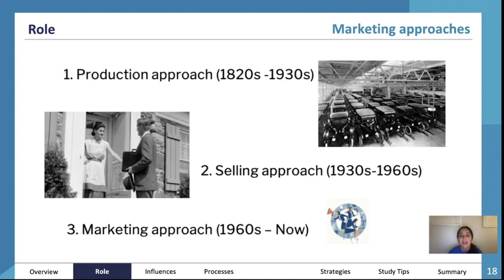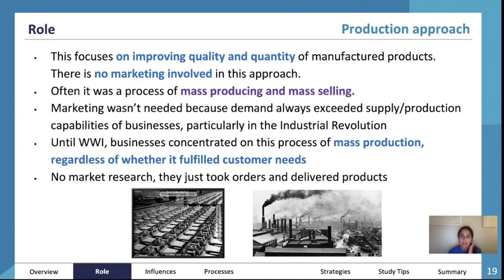We're going to go into marketing approaches, which is basically how marketing has changed over time. It starts in the 1820s to 1930s, which is a production approach. Then 1930s to 1960s was the selling approach. And now we're in the marketing approach, but we're going to look at what those different stages mean.